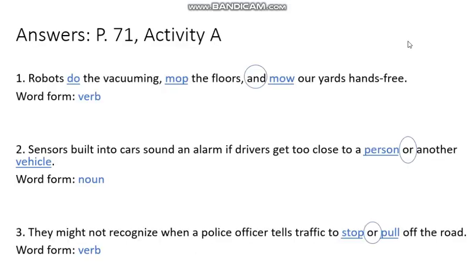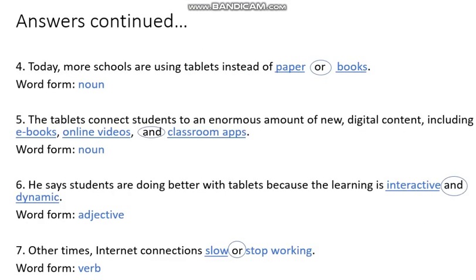Okay guys, here are the answers to activity A on page 71. This is for numbers 1 through 3. Okay, these are the answers for questions 4 through 7.